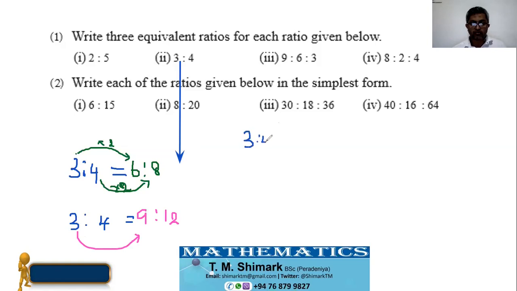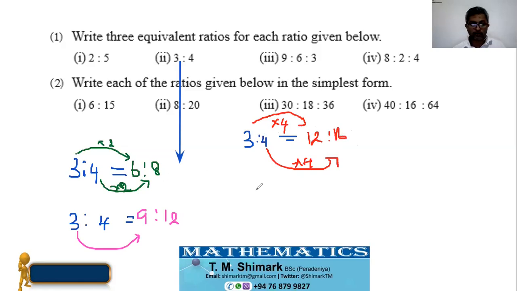3 is to 4 equal. I multiplied by 2, 3, and I will try another one, a new number, 4. 3 into 4 is 12. If I multiply by that 4, same thing I have to do for the other number. 3 into 4 is 12, 4 into 4 will be 16.